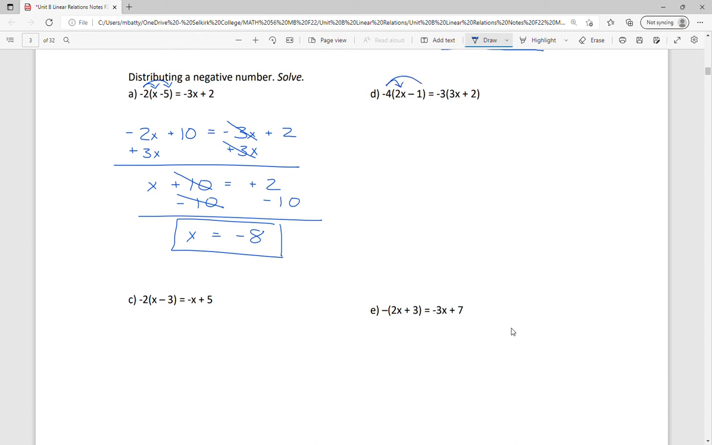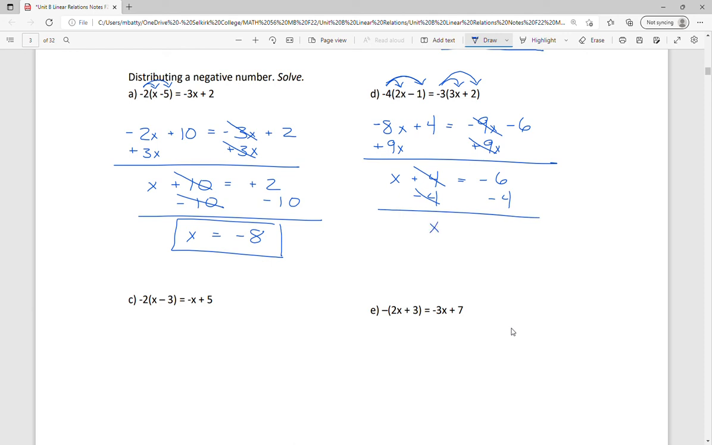Try the next ones on your own, or you can watch me go through them. I'd have negative 4 times 2x, and then negative 4 times negative 1. Watch your signs. I'd have negative 3 times 3x, and negative 3 times a positive 2. I'm going to pick on the x terms first. I'd have an x plus 4 equaling negative 6. I'm going to subtract 4 from both sides because that's what gets rid of it on this side. And I get a final answer that x equals a negative 10.